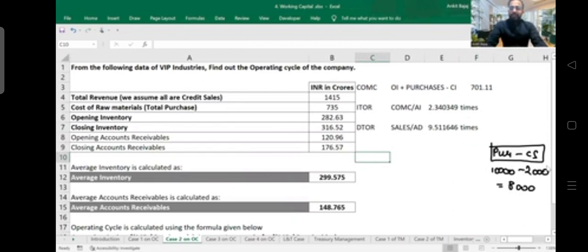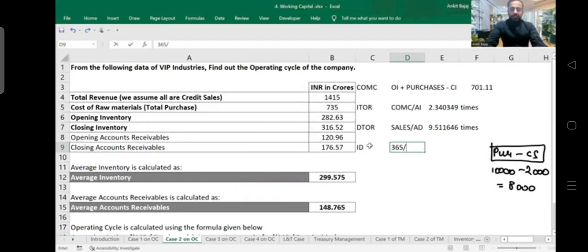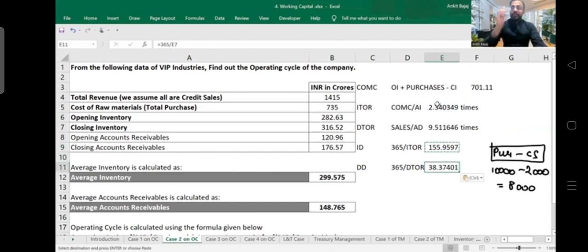Now here, if you want to calculate days, how will you calculate the days? For inventory days, the formula is going to be 365 divided by inventory turnover ratio, right? And for debtor days, it is 365 divided by debtor turnover ratio, right? So this is going to be in days.